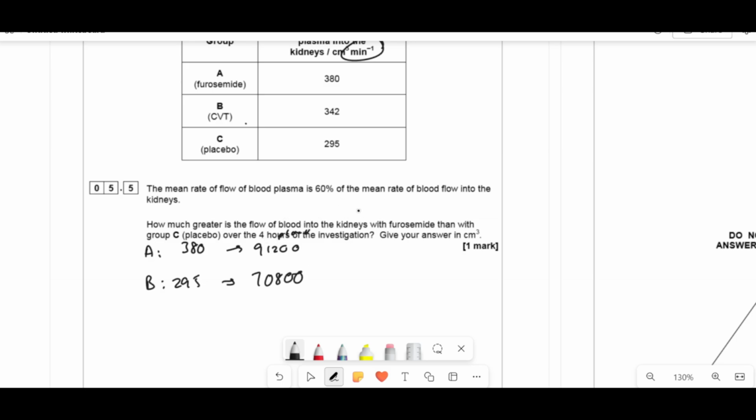The question's told you that the plasma is 60% of the blood. So what you would do is 91200 divided by 0.6 to get the original back up. So it would be 152000, and then 70800 over 0.6, which gives you 118000. The difference between these two is 152000 minus that, which gives you 34000 centimeters cubed.